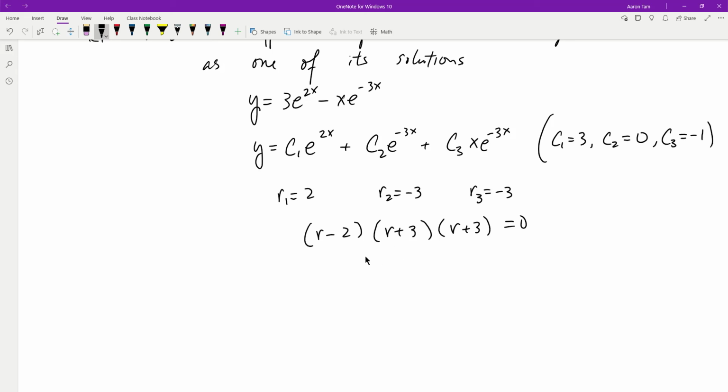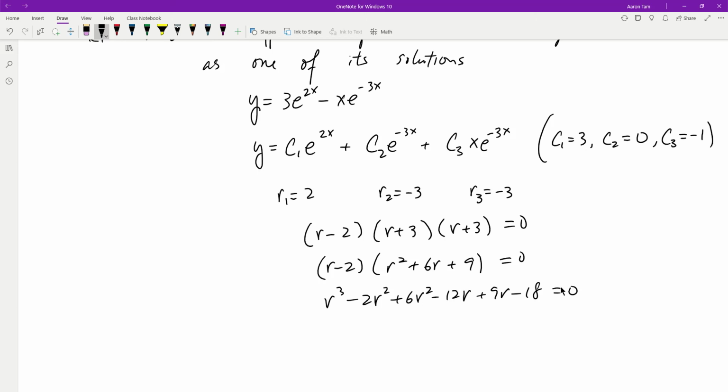If I multiply this out, these two multiply to r squared plus 6r plus 9. And then when I multiply this in, it becomes r to the 3rd minus 2r squared plus 6r squared minus 12r plus 9r minus 18. So if I combine like terms, that will be r to the third plus 4r squared minus 3r minus 18 equal to 0.